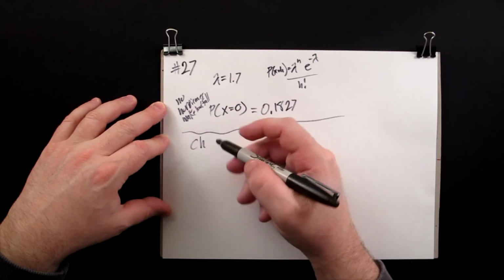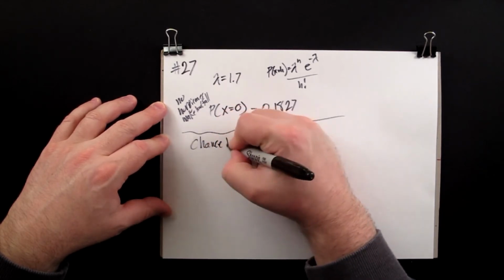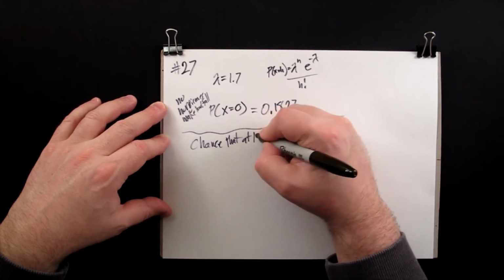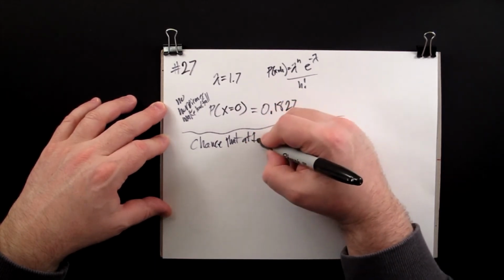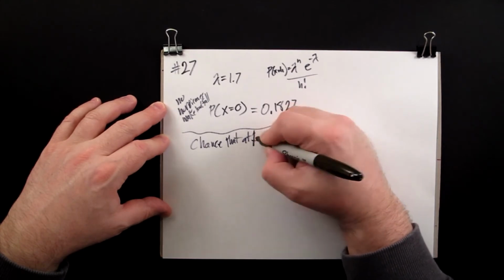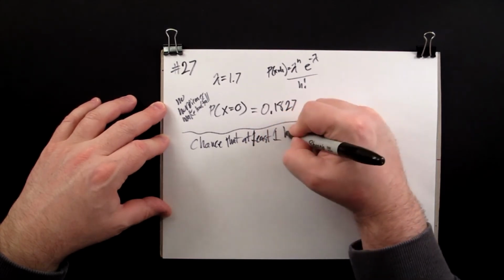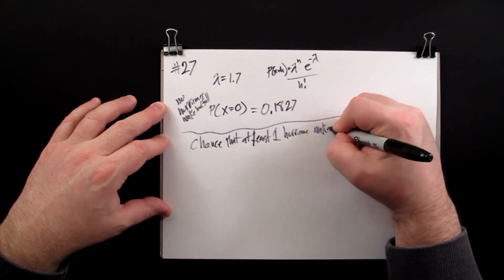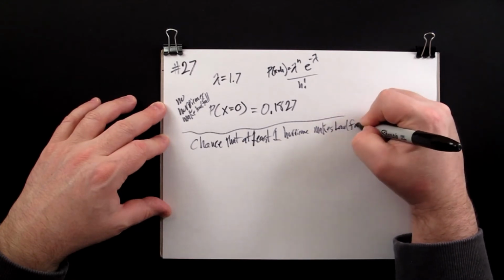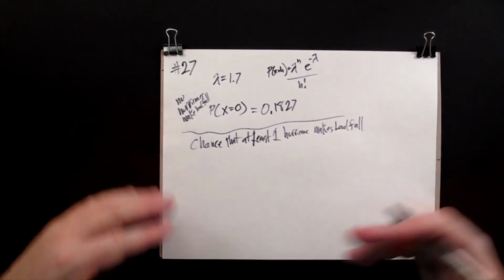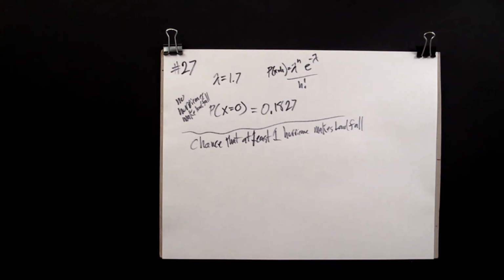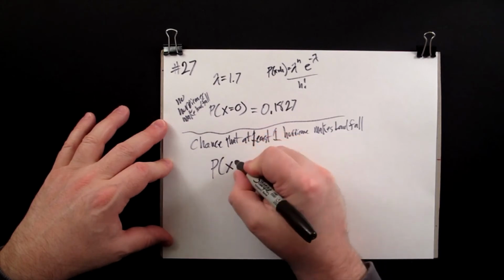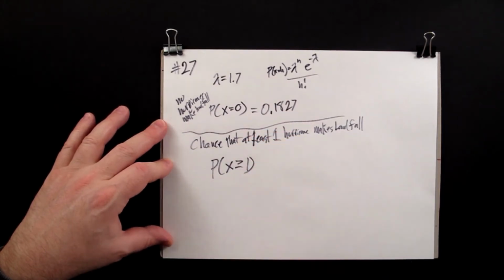And then suppose you want to know what the chance is that at least one hurricane makes landfall. So that's saying there's a hurricane that causes damage somewhere. Okay, so you're interested in this question. That's what you're trying to find.